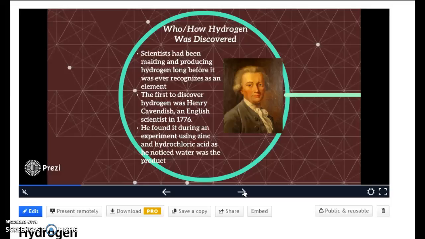Who/how hydrogen was discovered. Scientists have been making and producing hydrogen long before it was ever recognized as an element. The first to discover hydrogen was Henry Cavendish, an English scientist in 1776. This is what he looked like. He found it during an experiment using zinc and hydrochloric acid, as he noticed water was the product.